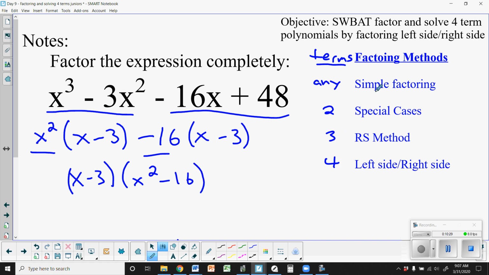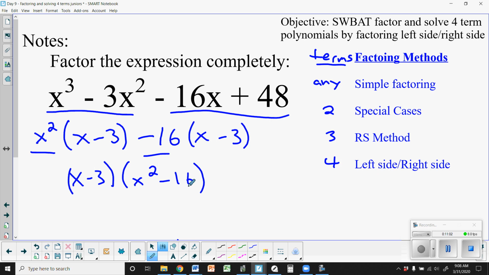So notice that we couldn't simple factor at the start. We ended up doing left side, right side because we have 4 terms. But now we have to look for special cases, and that's what makes this standard pretty difficult, is that we have to use all 4 of these sometimes. So let's look at special cases. Do we have a difference or sum of squares? Sum of squares isn't something that exists, but do we have a difference of squares? No. We see an x squared here, so do we have a difference of squares here?